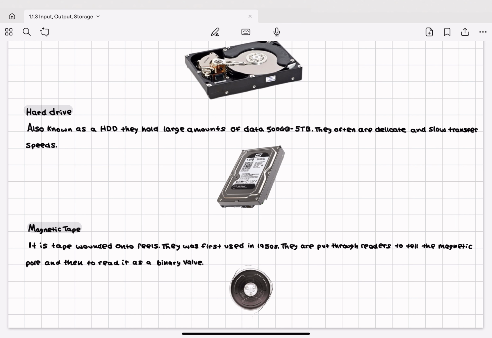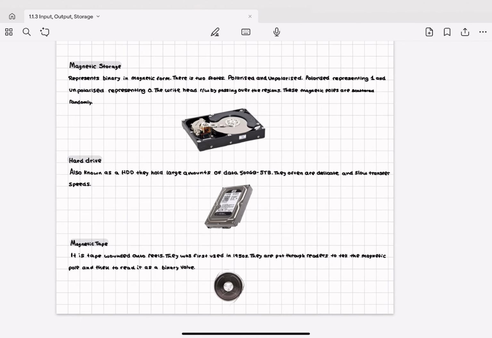And then you have magnetic tape, which is really old. It was magnetic tape wound onto a reel, and they were used in the 1950s. They basically do the same thing. They hold the polarized states on them to store data, but they were used a really long time ago.